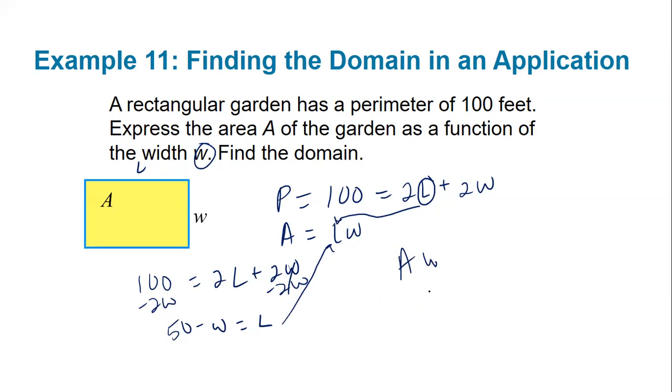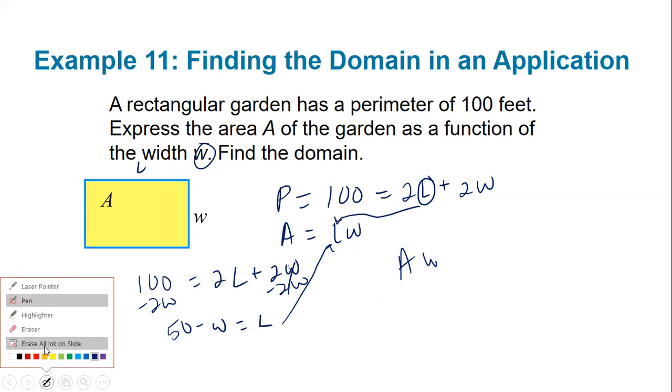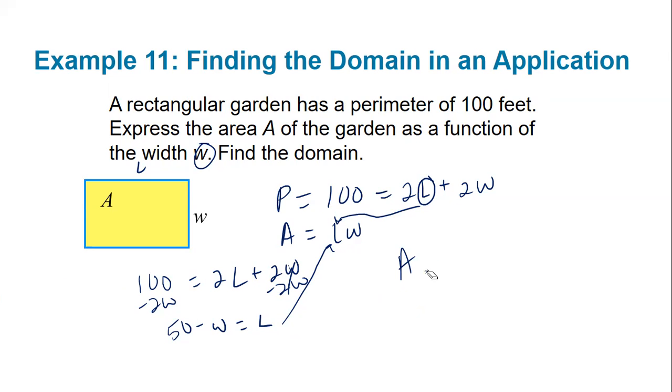So area formula. Area equals, and we have 50 minus W times W. Simplify it. That gives us area equals 50W minus W squared.